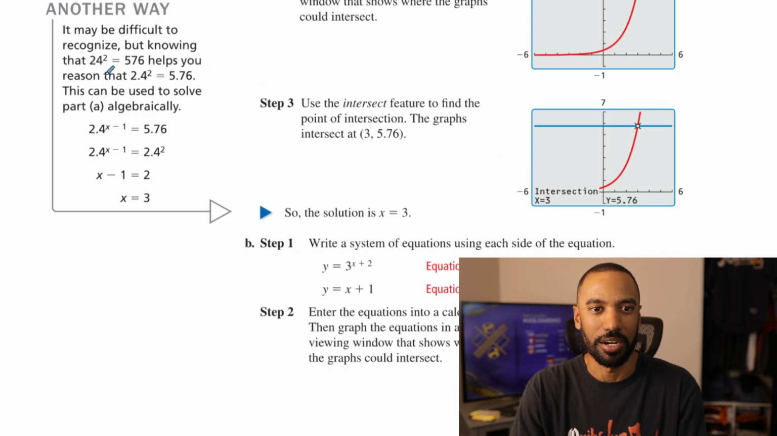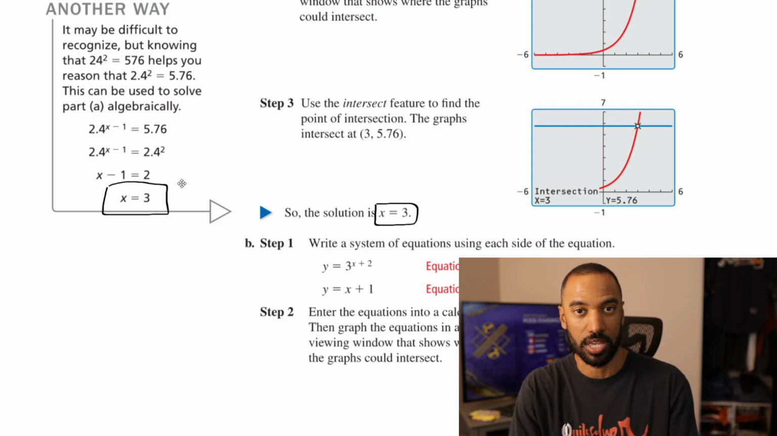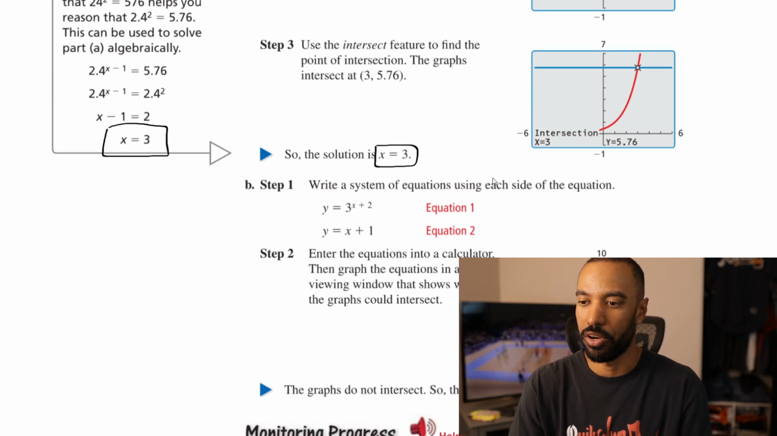They did that right here. 2.4 squared is 5.76. So you can rewrite that as 2.4 squared, set the exponents equal, and add 1 to both sides to get x equals 3. Keep in mind the solution is just x equals 3 here, just like it is right there. You're not using the 5.76. It's not a true system. We only set up a system to solve. And there you have it.